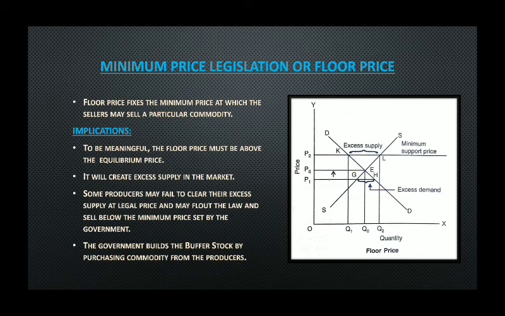Now what happens here is, since the price is high above equilibrium, producers are willing to sell more quantity at L, that is OQ2, but consumers are not willing to demand that, only OQ1. So it creates an excess supply in the market. This excess supply is a problem again. Since there is an excess supply in the market, it will create problems for producers as well as government.